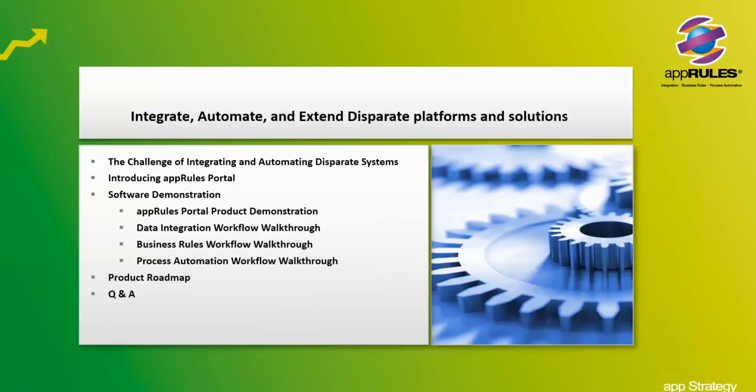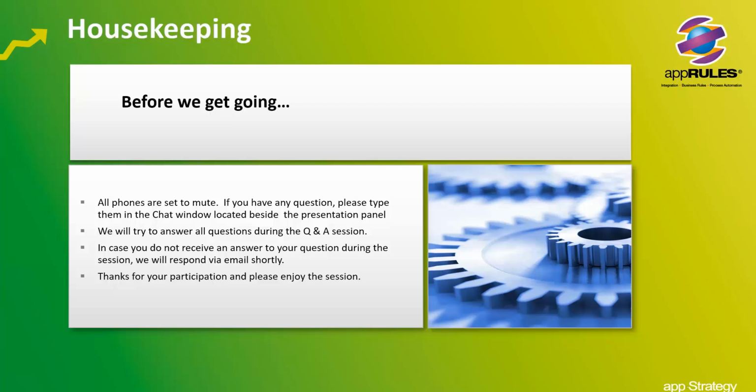Our agenda is as follows. First, we'll discuss the challenge of integrating and automating disparate systems. We'll introduce you to appRules portal. Then, we'll do a demonstration of some of the key features of appRules portal. We will do some walkthroughs of data integration, business rules, and process automation workflow samples. And then we will take a few minutes to mention the most exciting item on the appRules portal product roadmap. Finally, we will conduct a Q&A session to respond to your questions.